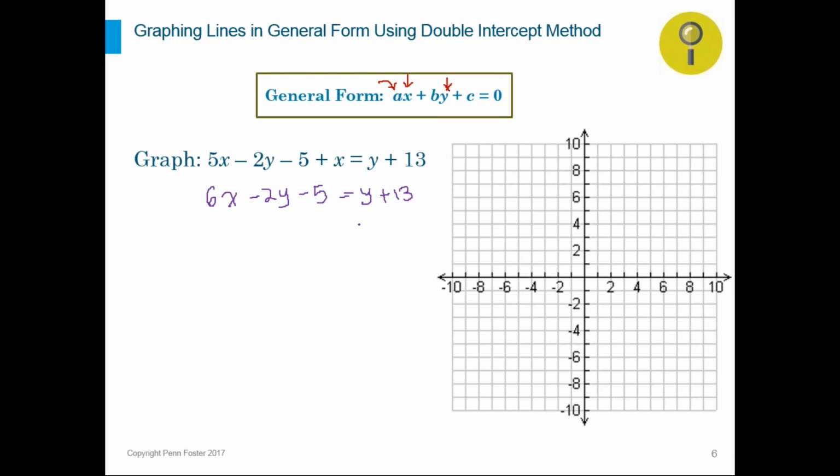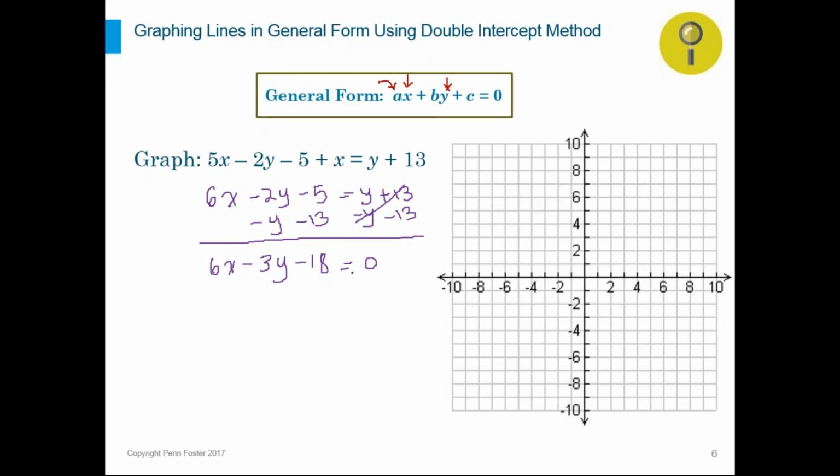I'm going to do that by subtracting y and subtracting 13, on both the right-hand side and the left-hand side to keep the equation balanced. Remember? Minus 13, and then rewrite the equation. All I'm doing is putting everything on the left-hand side. 6x will just remain as is, minus 2y minus y. That will give you minus 3y. Minus 5 minus 13 is minus 18, and these will just cancel out, equals 0.